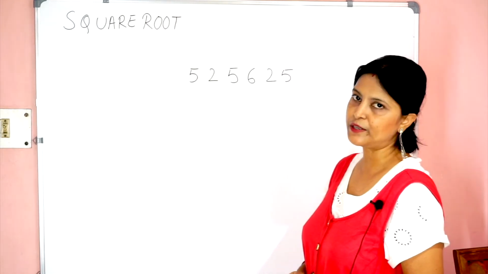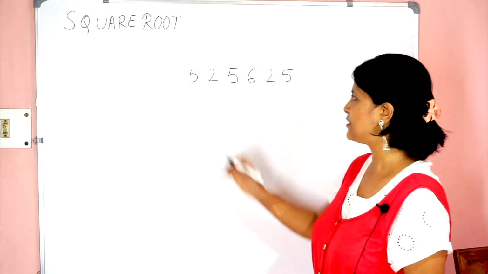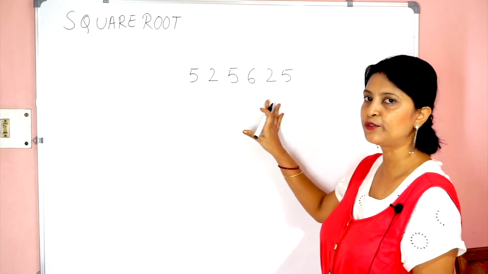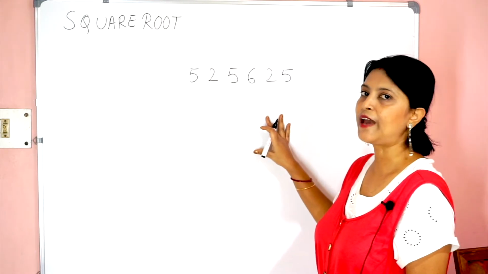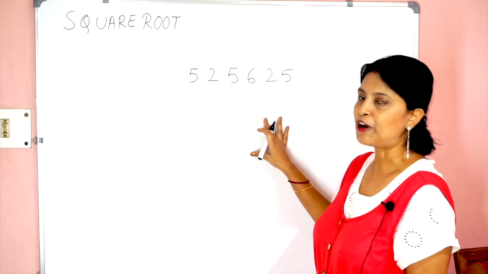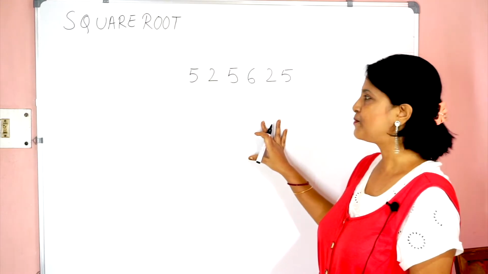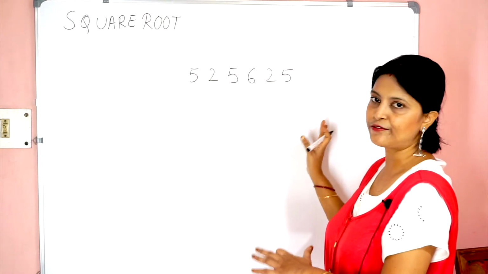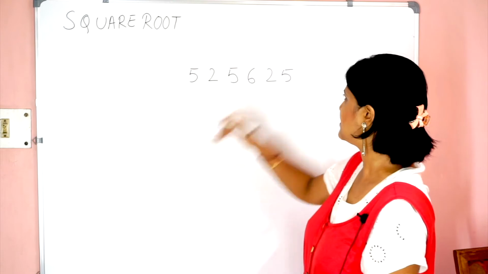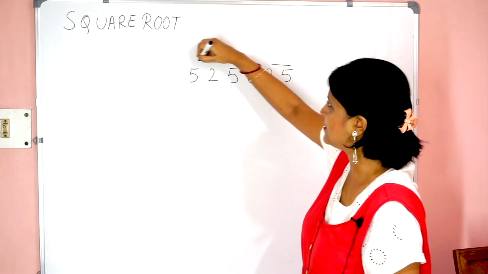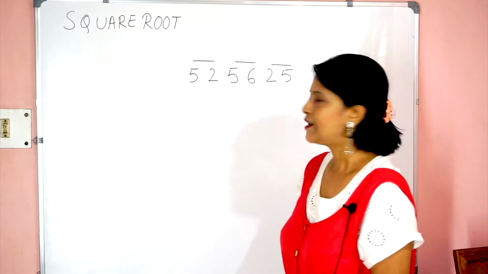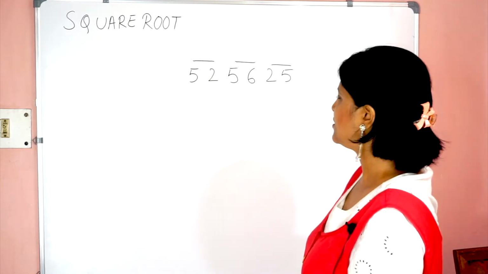So before we start with the process of division, children, you can see this is an integer, and at first we have to make groups of 2 digits. The groups are to be made by moving from the right hand side to the left hand side. So here this is the first group, this is the second group, and this is the third group. Now let us start with the process of division.